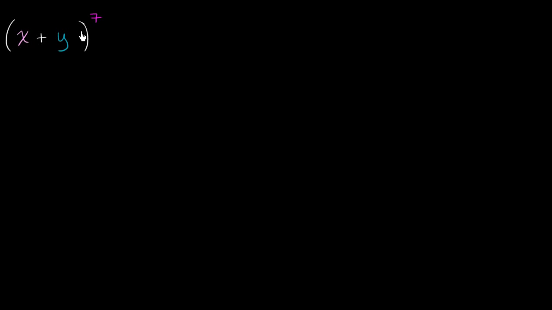So I'm going to take x plus y to the 7th power. That's going to have 8 terms. How do I know that? Well, x plus y to the first power has 2 terms. It's a binomial. x plus y squared has 3 terms. x plus y to the 3rd power has 4 terms. So this is going to have 8 terms.